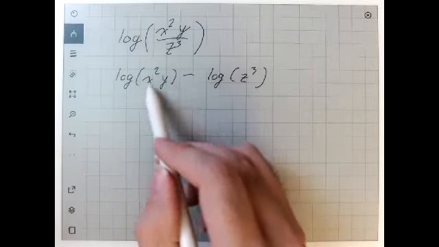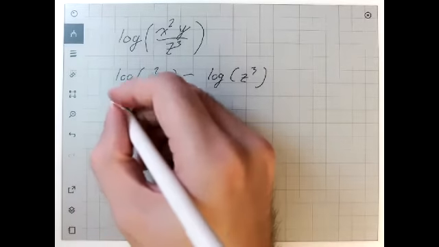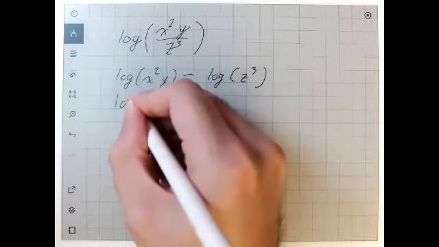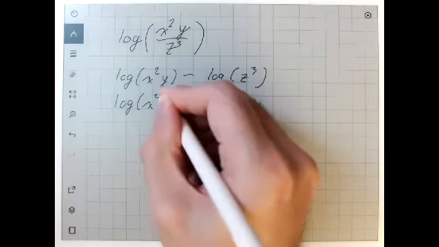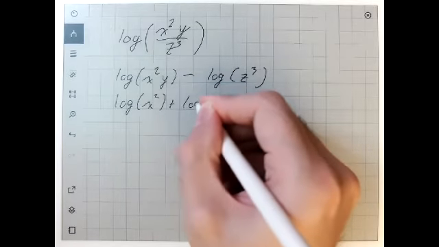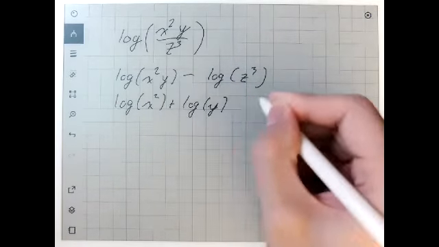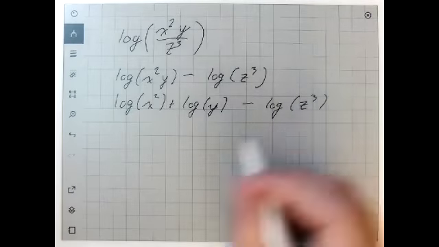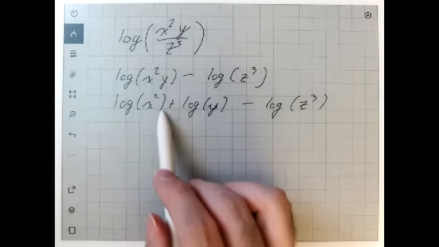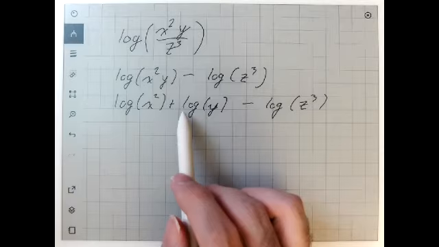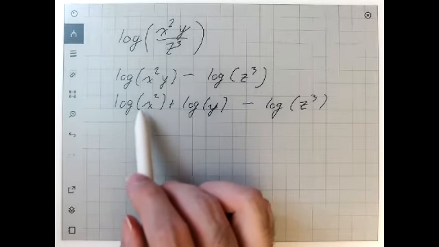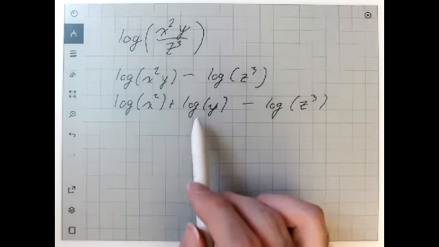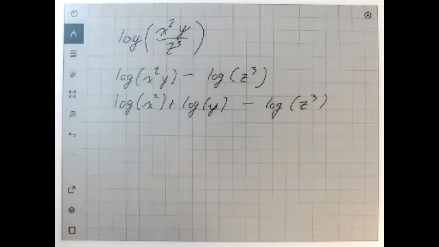I've got some multiplication going on in here, so let's take care of that next. Right. Multiplication inside the argument turns into addition of the logarithms. So we'll split that up as log of x squared plus log of y, and then we're still subtracting log of z cubed.